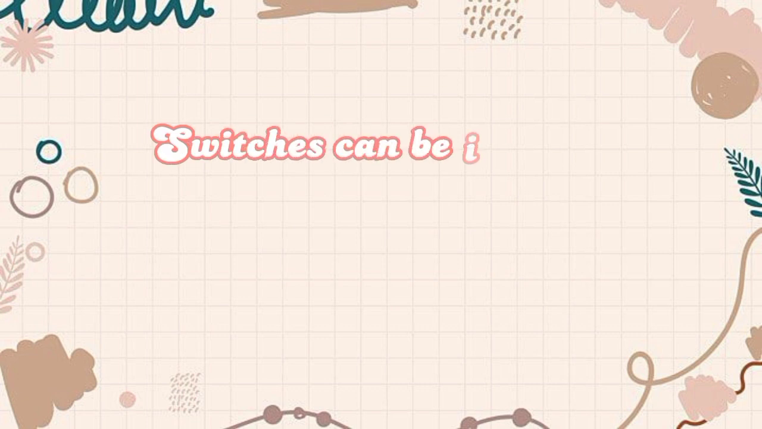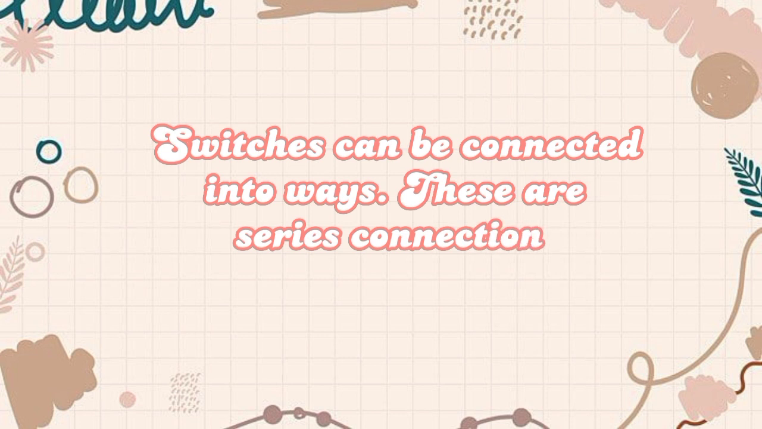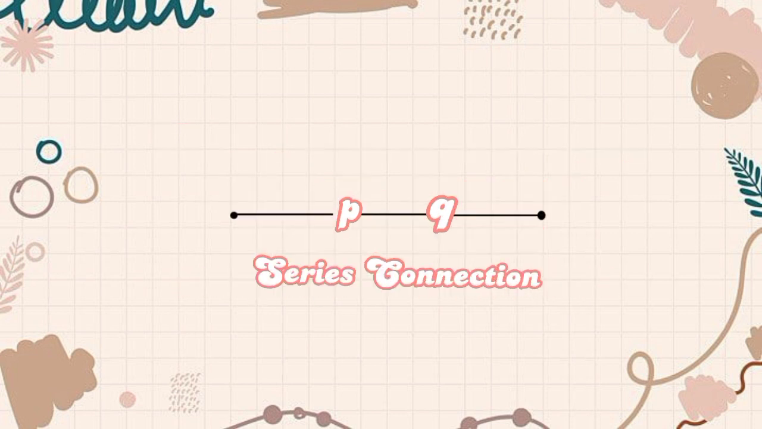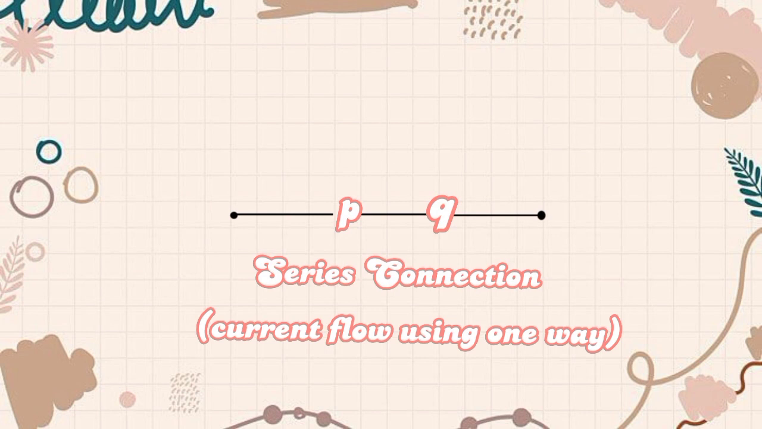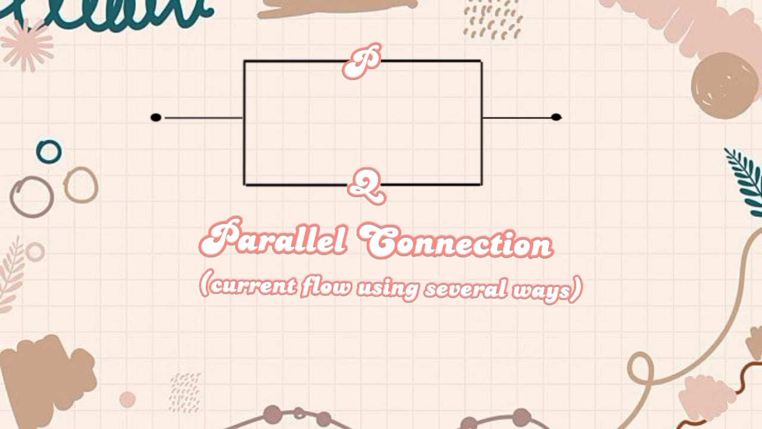Switches can be connected in two ways. These are series connection and parallel connection. If you have a series connection, there is only one way for the current to flow. But if you have a parallel connection, there are several ways for the current to flow.